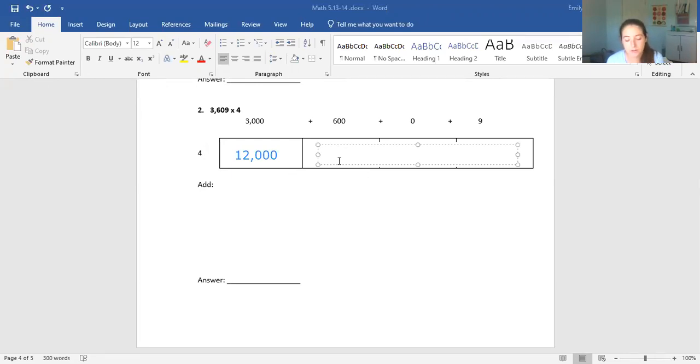6 times 2 is 12. 12 plus 12 is 24. Then we add 2 zeros. Don't forget 1, 2, 3, comma me. 0, 0. 4 times 0 is 0.